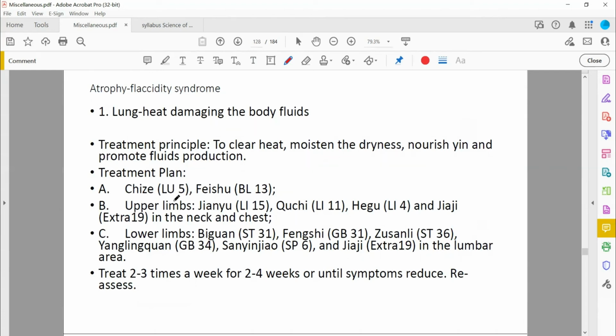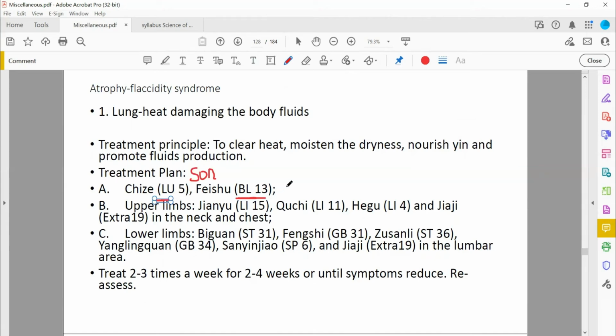Because it is the lung, we use some lung points and the back shu point of the lung. 尺泽 is good for the heat, and because this is a sun point, it is good for the heat, good for phlegm heat.